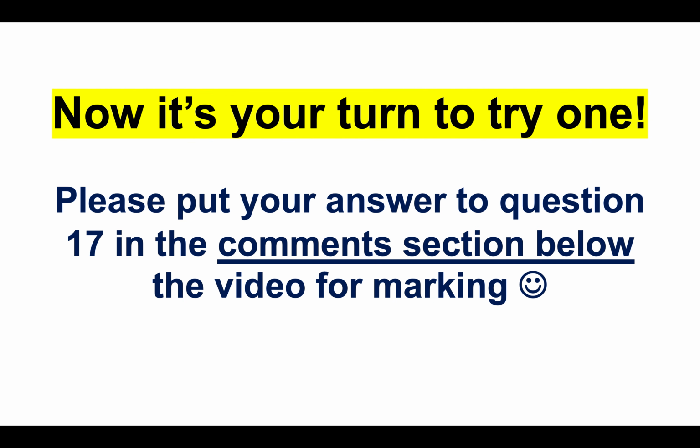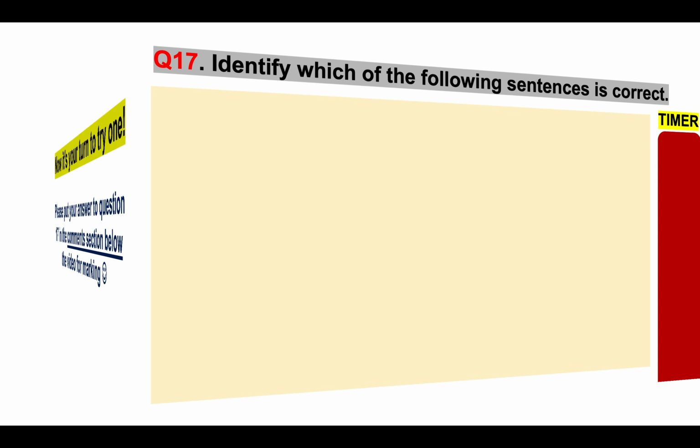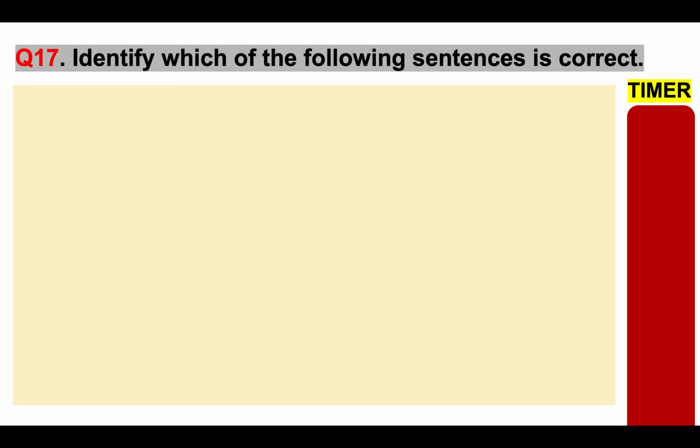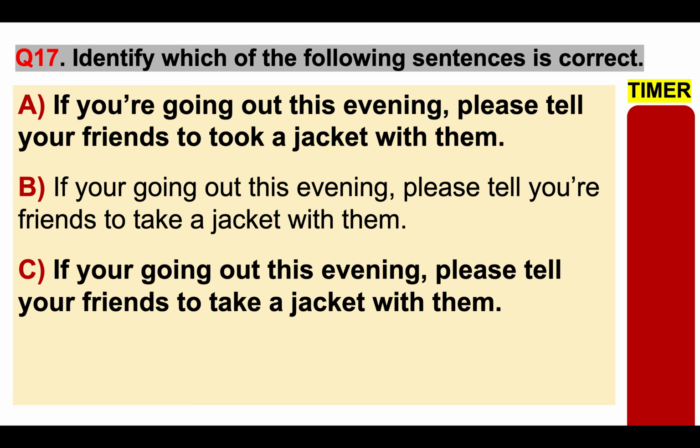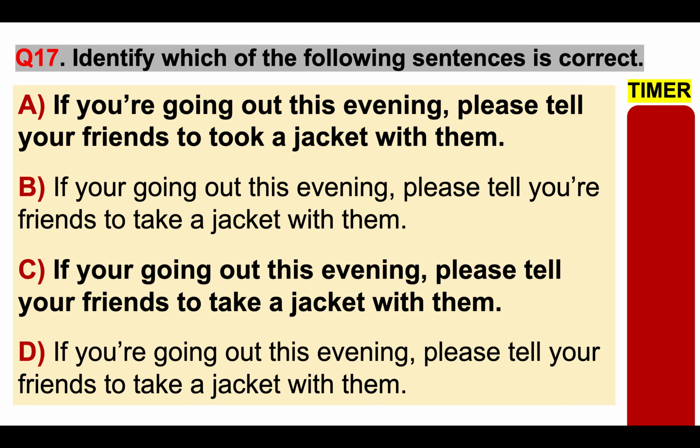So now I would like you to try one. Remember, these come up a lot during English language tests and assessments. So please put your answer to question 17 in the comment section below for marking. Identify which of the following sentences is correct. A, B, C or D. If you're going out this evening, please tell your friends to tuck a jacket with them. Is A correct? So work out which one's correct. Here's the timer.